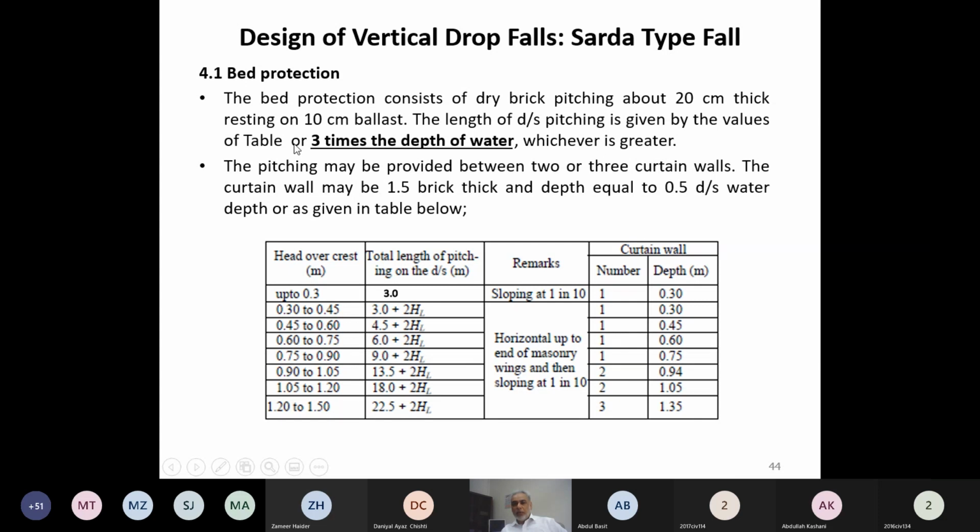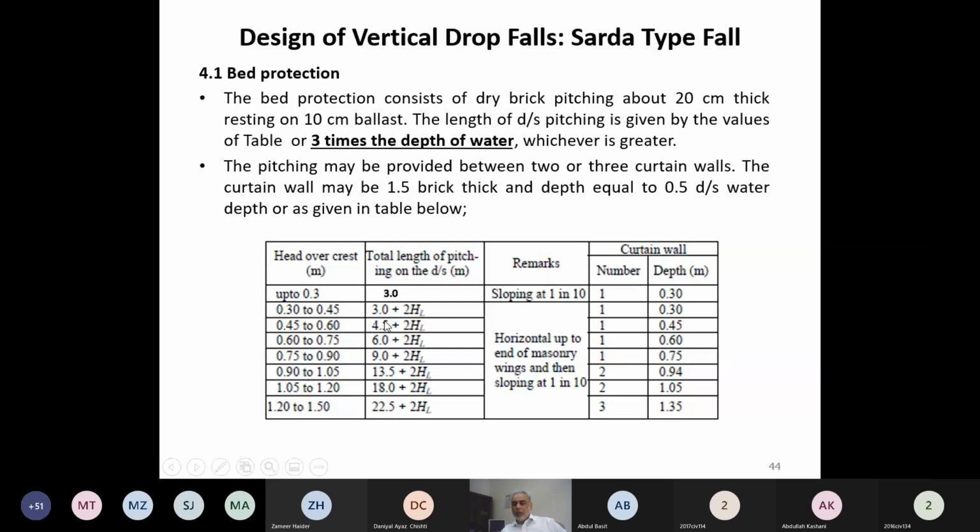And its length should be taken from the table, or at least it should be 3 times the depth of the water on the downstream side. जो downstream की depth है, for example 1.5 meter depth है, तो 4.5 meter length पे हम bed की pitching करेंगे at least. But if head is more, for example head over the crest is, let us say, about 1 meter, so then 13.5 meter plus 2 times of the canal fall height. So this much will be the length of the downstream bed protection.